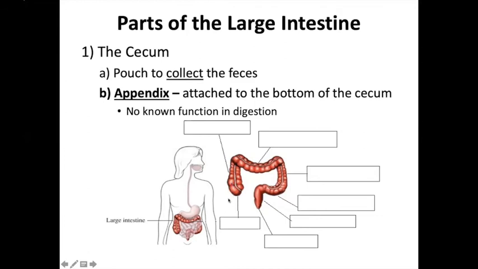Not shown, right, hanging, a little tiny thing hanging off here is the appendix. All right, it looks like a little finger sticking off. Like I said, it's not in this picture for some reason. Thought it was. That appendix attaches to the bottom of the cecum, and there's no real known function.